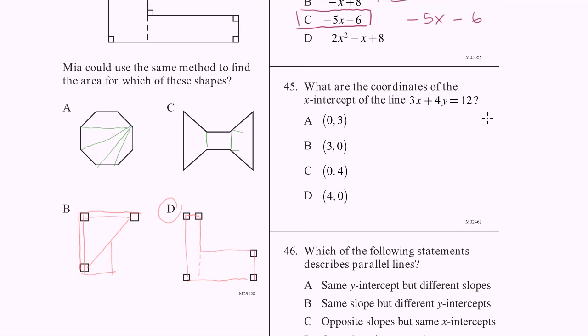Problem 45. What are the coordinates of the x-intercept of the line 3x plus 4y is equal to 12? Here I want to know the x-intercept. Remember, if this is a line, we draw the axes, and say the line looks something like this. The x-intercept is the value when y is equal to 0. So the x-intercept is going to be some value x and 0.